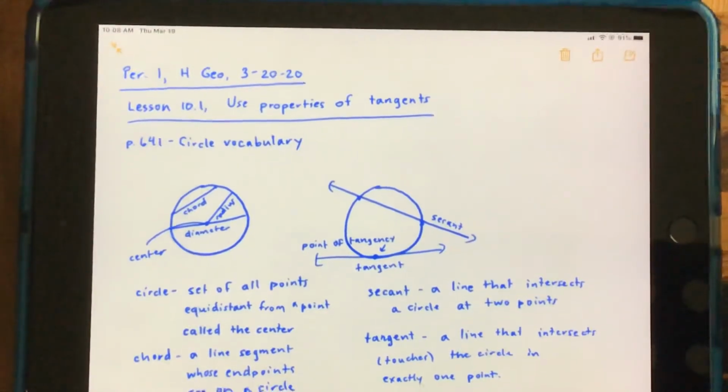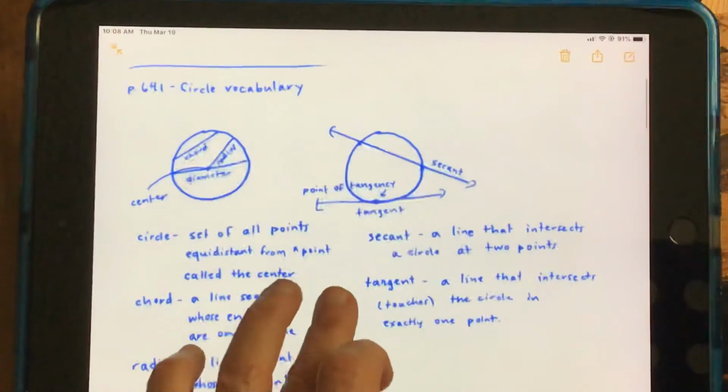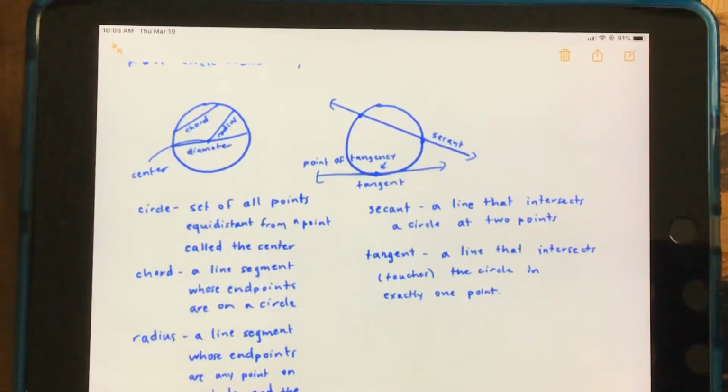So first we're going to notice that we have on the left a circle with its center noted. You're probably already familiar with a radius and a diameter. A chord might be a new piece of vocabulary for you. So a circle, definition, set of all points equidistant from a point called the center. A chord will be a line segment whose endpoints are on the circle. So start at a point on a circle and draw a line segment inside of the circle until it touches another point on the circle and you have a chord.